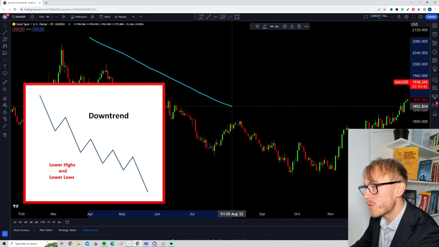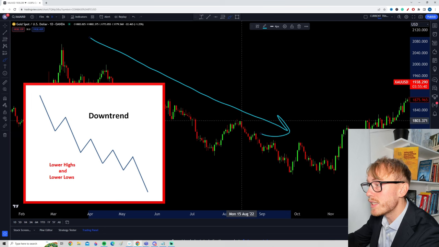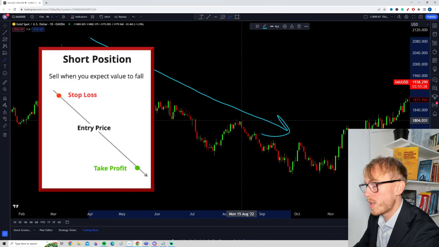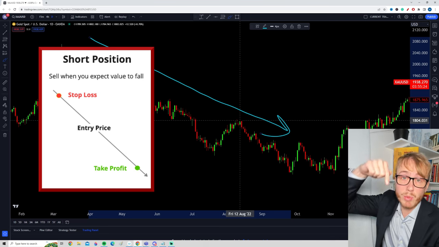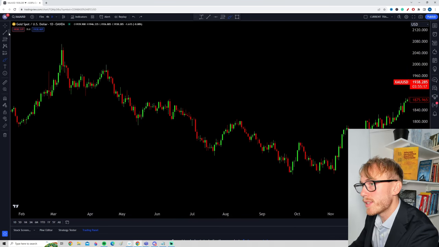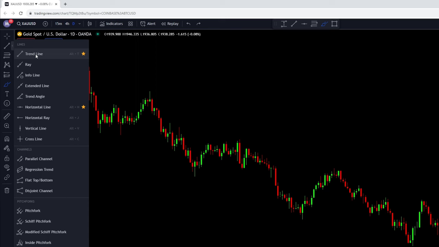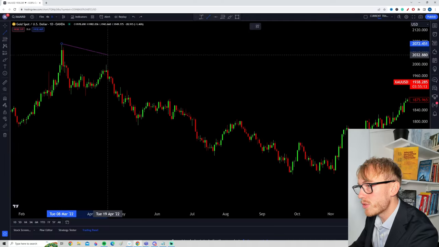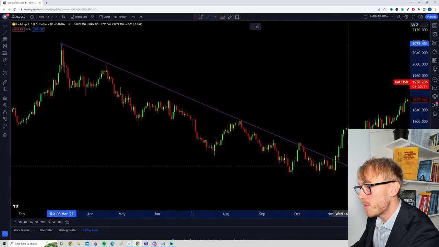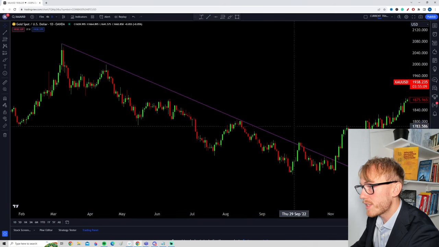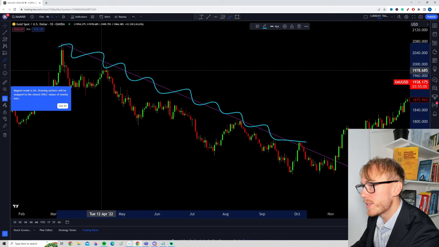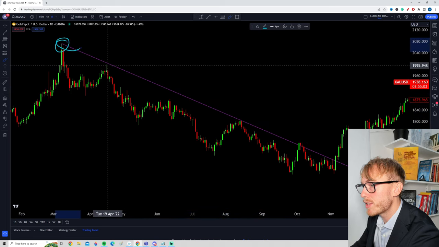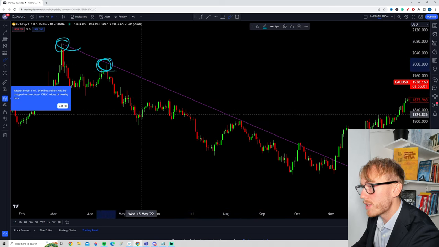And when we have a downtrend, it's usually a good idea to look out for short trades. So we want to look out for trades where we are betting that the price will go down. When it comes to downtrends, it's usually a good idea to use our trend line tool here to try to draw this sort of downtrend. We're drawing a resistance line here, which is about the area where the price is getting rejected. You can see we got one reaction right here, got yet another reaction right here.